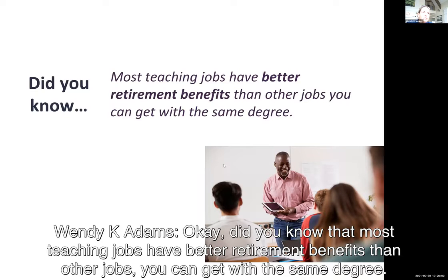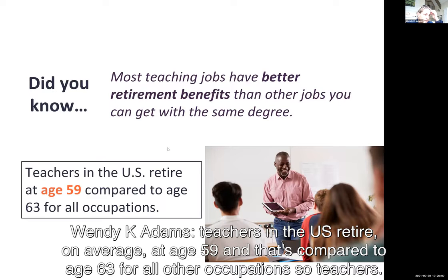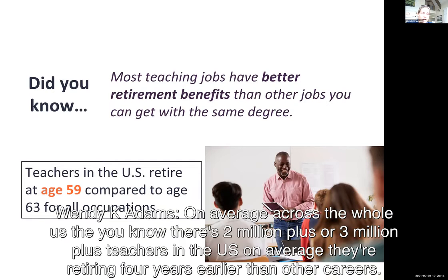Okay, did you know that most teaching jobs have better retirement benefits than other jobs you can get with the same degree? Teachers in the US retire on average at age 59, compared to age 63 for all other occupations. So teachers on average across the whole US, there's 2 million plus or 3 million plus teachers, are retiring 4 years earlier than other careers.